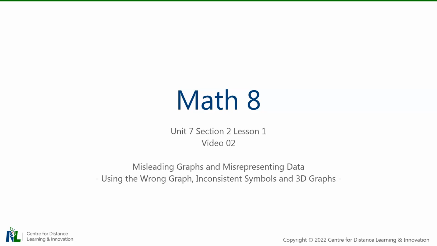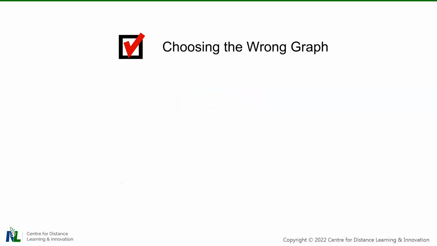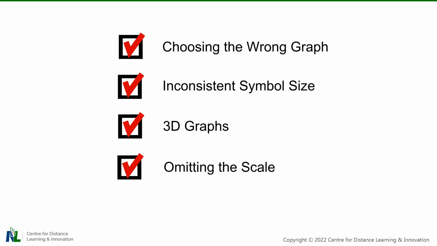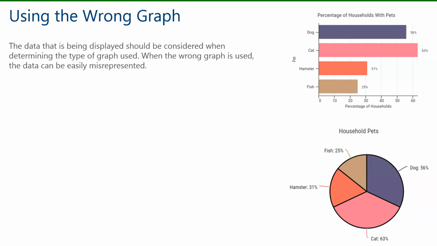This is Ms. Clemens-Brenton, and in this video we will continue observing ways that graphs are sometimes manipulated to misrepresent the data. This video will focus specifically on choosing the wrong graph, using inconsistent symbols, 3D graphs, and omitting the scale. The data being displayed needs to be considered when determining the type of graph to use. If the wrong graph is used, the data can be misrepresented.